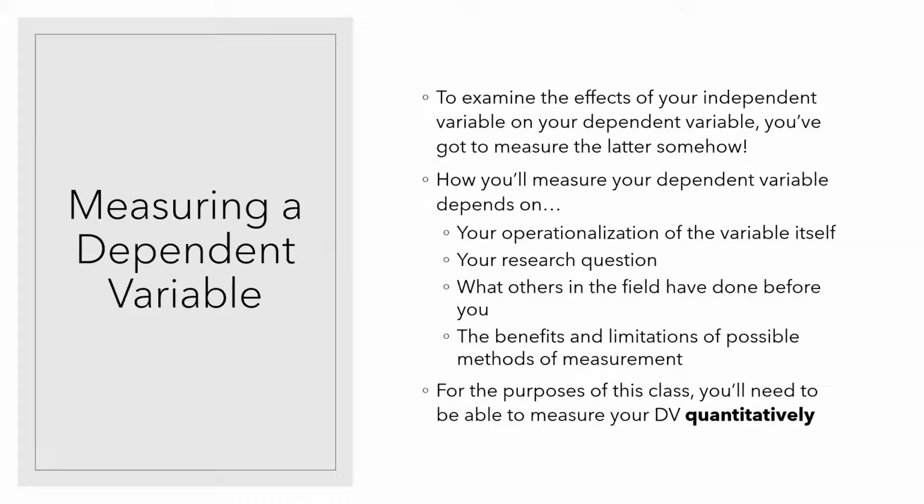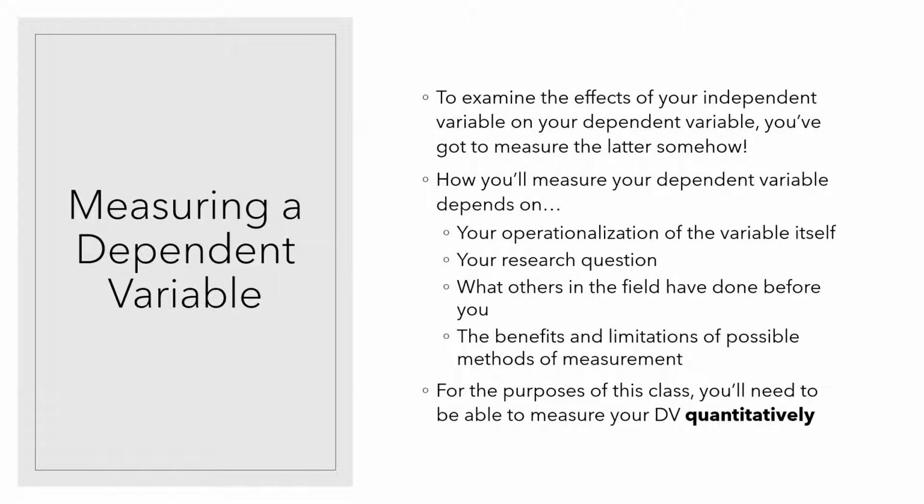It goes without saying that to examine the effects of your independent variable on your dependent variable, you've got to figure out how to measure the latter. How you'll decide to measure your dependent variable depends on a couple of things. You need to take into account your operationalization of the variable itself, as if you've decided to define your dependent variable of anxiety, say, by heart rate, you're not going to give your participants a self-report scale to measure it. You'll use an instrument to capture how many beats per minute their heart is going.